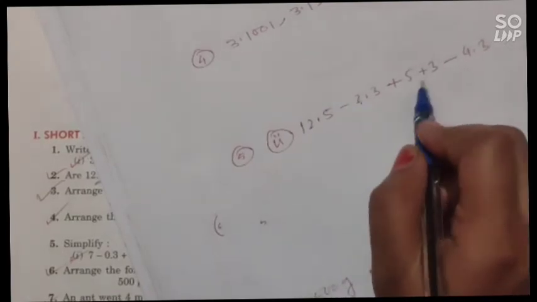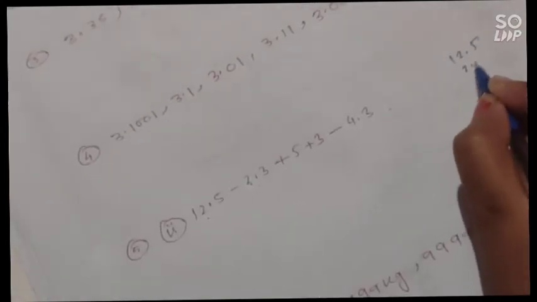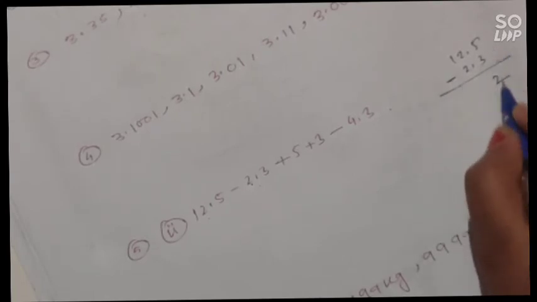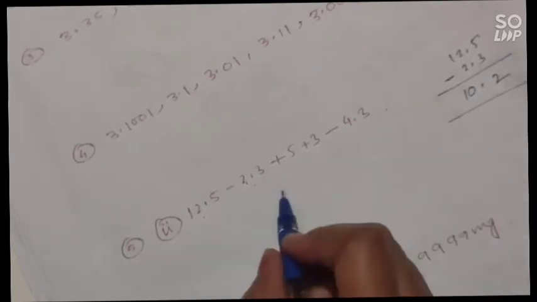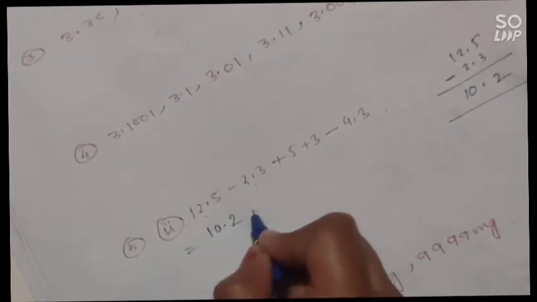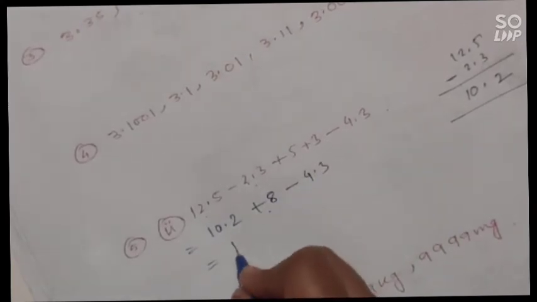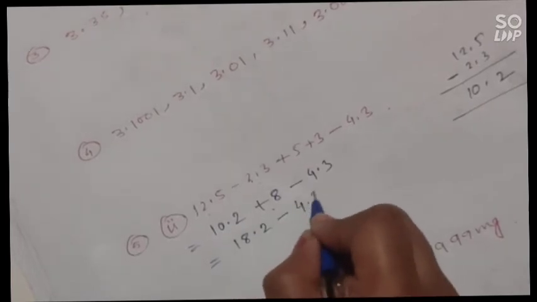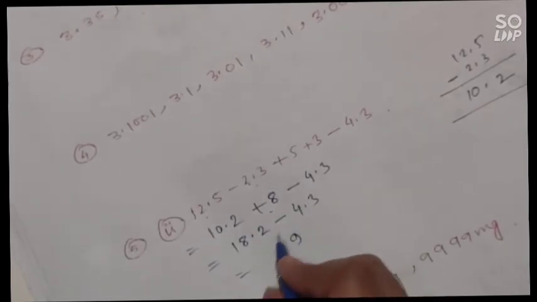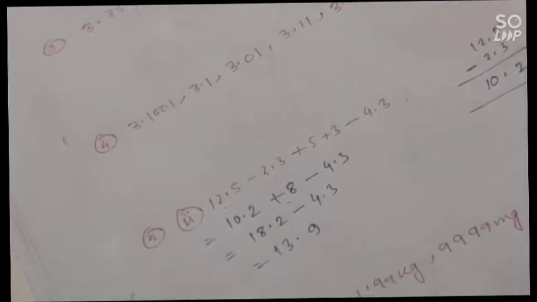Question number 5, 2. 12.5 minus 2.3 plus 5 plus 3 minus 4.3. 12.5 minus 2.3, this will be 10.2. 5 plus 3, this will be 8. 10.2 plus 8, this will be 18.2. Minus 4.3, this will be 13.9. Okay.